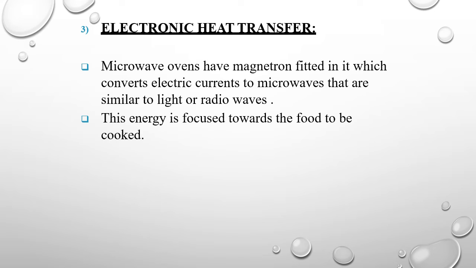The next method is electronic heat transfer, which is also the same as radiation. The microwave oven has a magnetron fixed in it, which converts electric current into microwaves that are similar to light or radio waves. This energy is focused towards the food to be cooked.